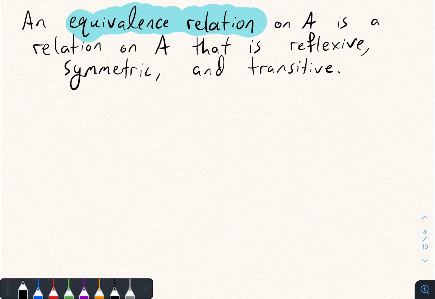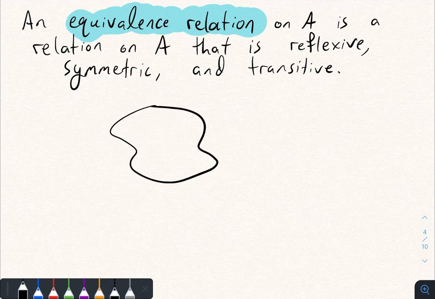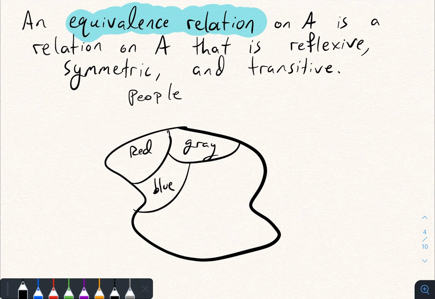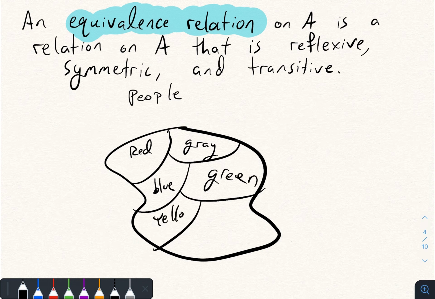One nice thing about that is you can partition your set into equivalence classes. And so what that really means is you could take the set of people and break it up. So here's our set of people. Maybe I should make this a little bit bigger. Okay, you can take this set of people and you can break it up into people that are wearing a red shirt, people that wear a gray shirt, blue shirt, green, yellow, and so on.